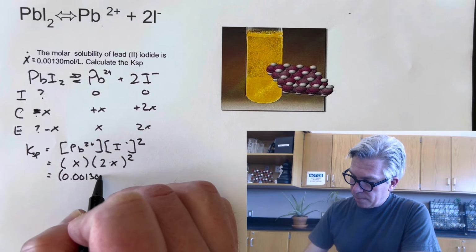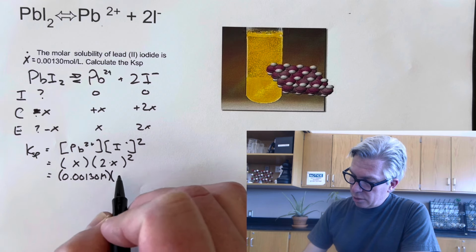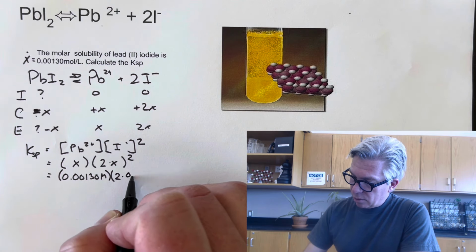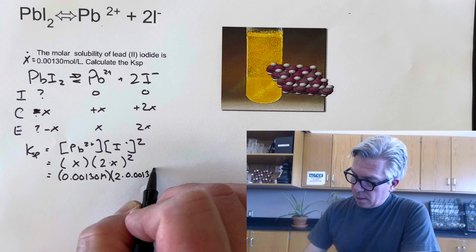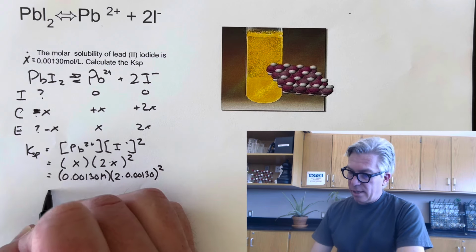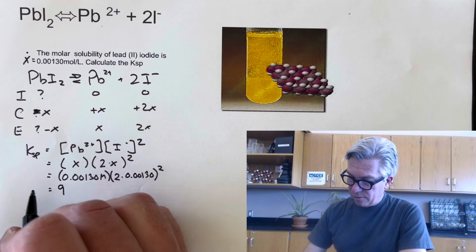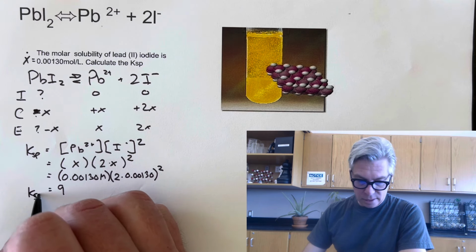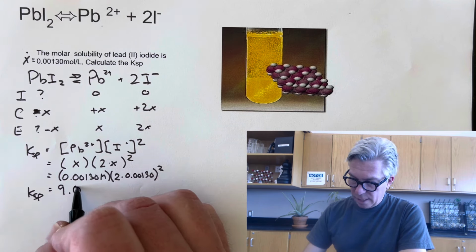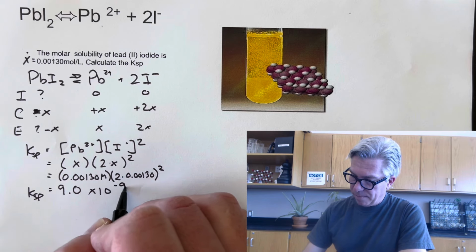0.00130 and 2 times 0.00130, and then we're going to square that. And a few taps of the calculator later, I find out that my Ksp value for lead iodide is 9 times 10 to the minus ninth.